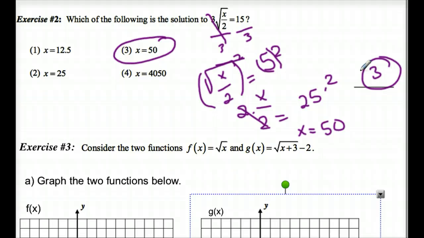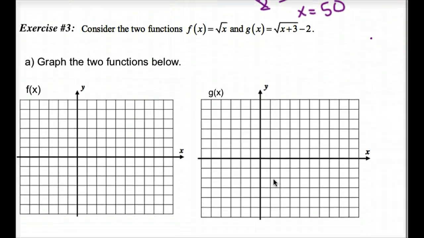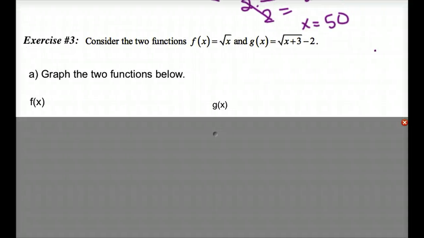Alrighty, we have some square root functions. Consider the 2 functions below. F of x is equal to the square root of x, and g of x is equal to the square root of x plus 3 minus 2. So I want you to graph those functions. So grab your calculator. I'm going to wait for you, and we're going to graph square root of x and square root of x plus 3 minus 2. Go ahead, get your calculator. I'll wait. Alrighty, so now you got your calculator.